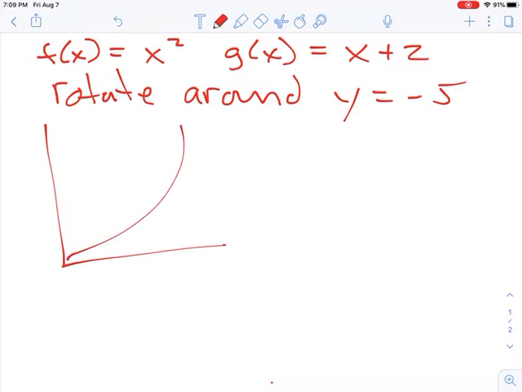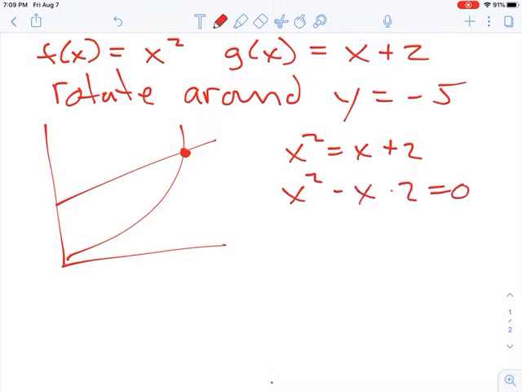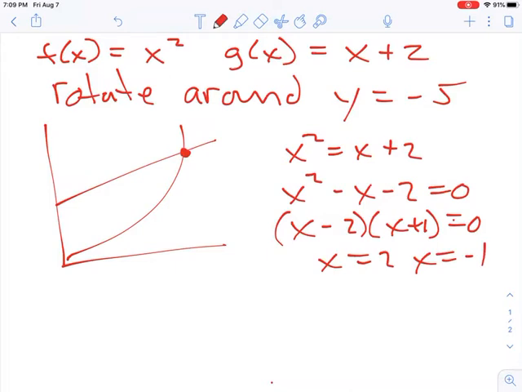We have a parabola. We have the graph of x plus 2. Looks something like that. We need to find out what that point is right there. Again, you can go to Desmos or you can just set these equal to each other. I'm going to do it the old-fashioned way. Solve it by factoring. And so we're going to end up with x minus 2 times x plus 1 equals 0. So x equals 2 and x equals -1.